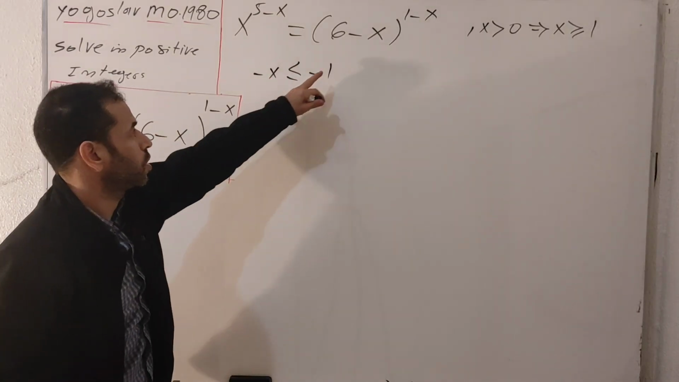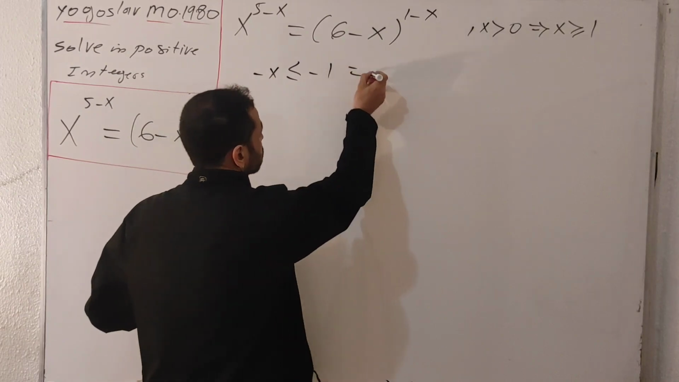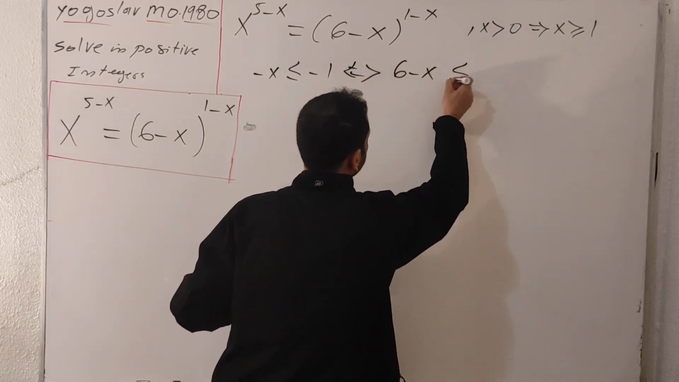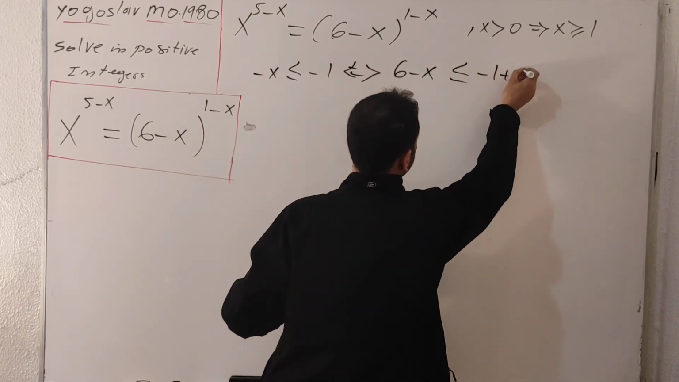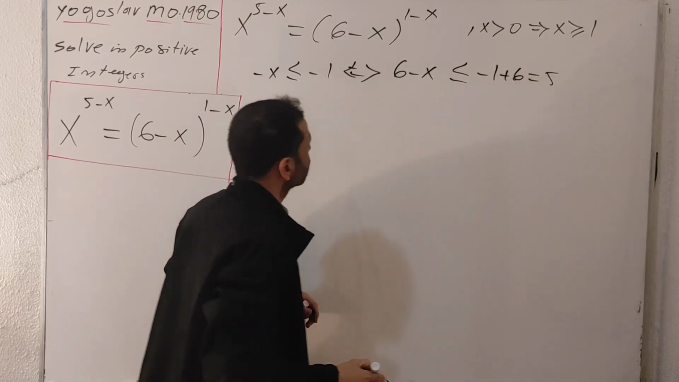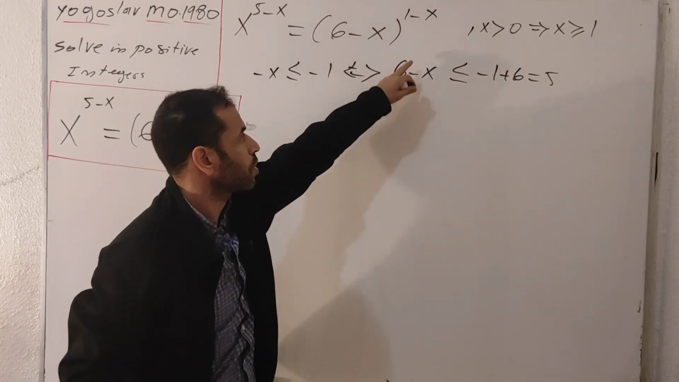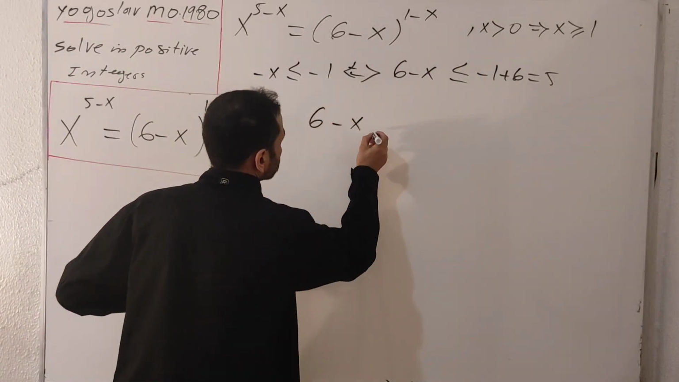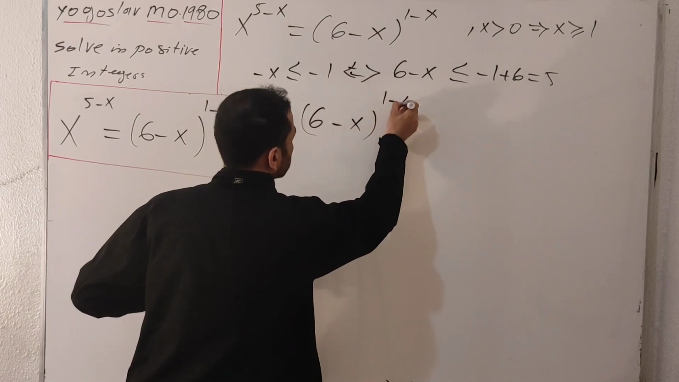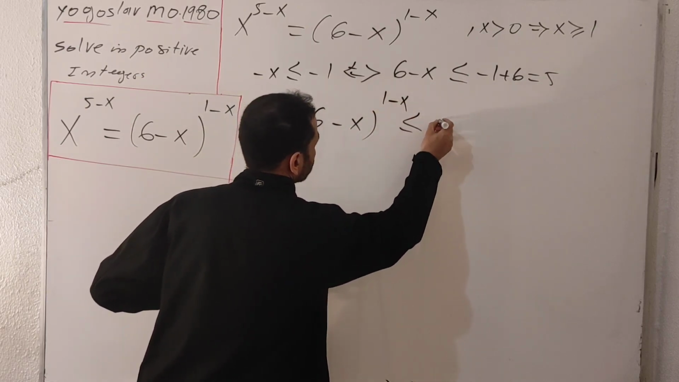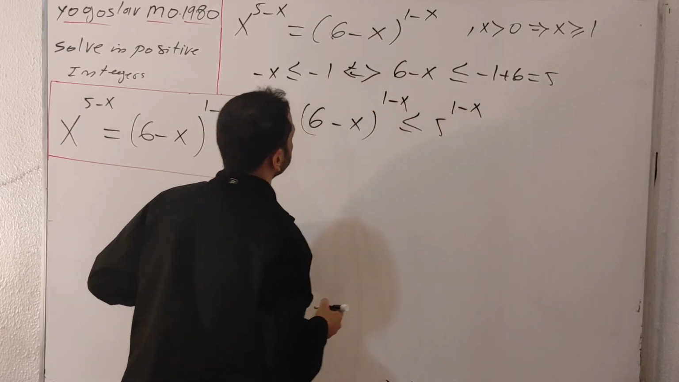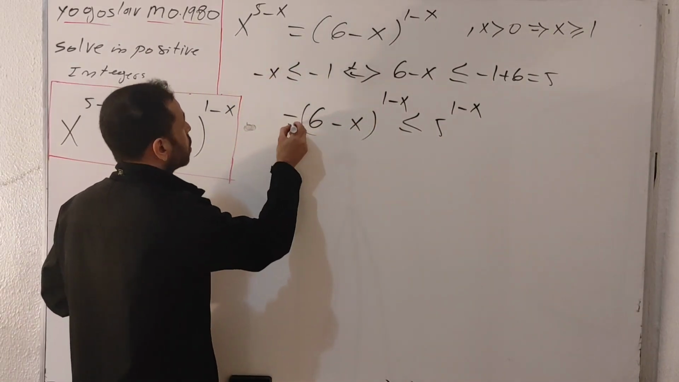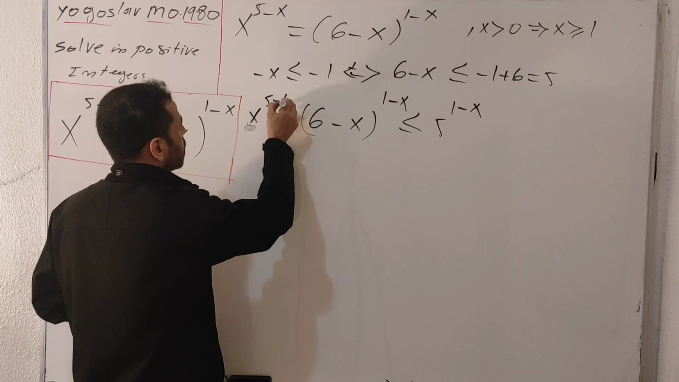Then I'm going to add the number 6 on both sides. I will get 6 minus x is less than or equal to minus 1 plus 6, which equals 5. Then I'm going to raise both sides to the power 1 minus x. We'll get 6 minus x to the 1 minus x is less than or equal to 5 to the 1 minus x. We know this term equals x to the 5 minus x.